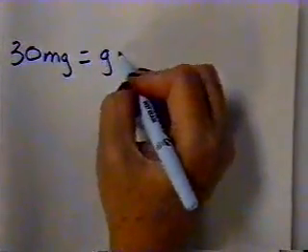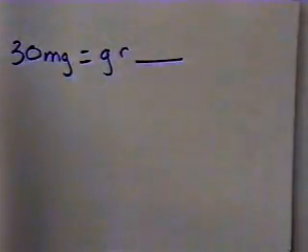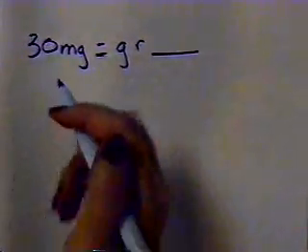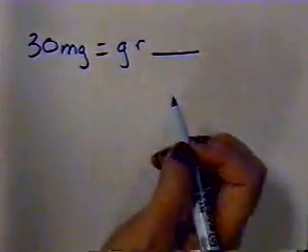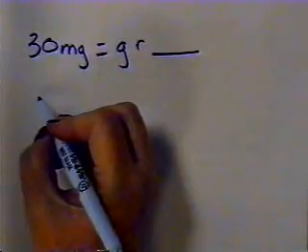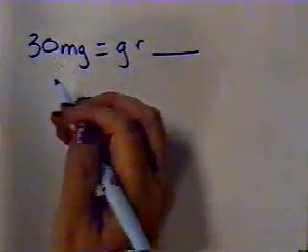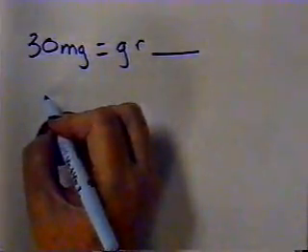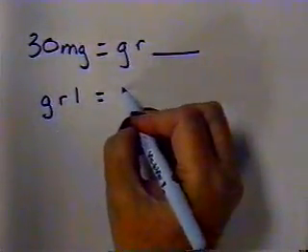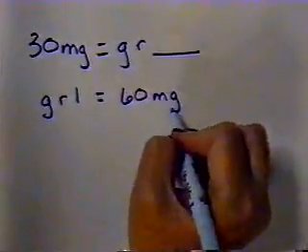30 milligrams to gram. What's the conversion that has grains in milligrams? 60 milligrams. It's 15 grams, so it's grains to milligrams. Milligrams.